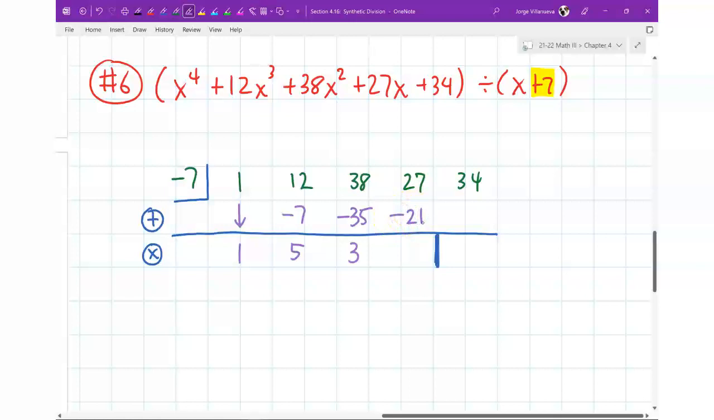Now add. 27 plus negative 21 is 6. Almost done. Now multiply. Negative 7 times 6, negative 42. And if I add 34 plus a negative 42, what do I get? Negative 12. Okay.